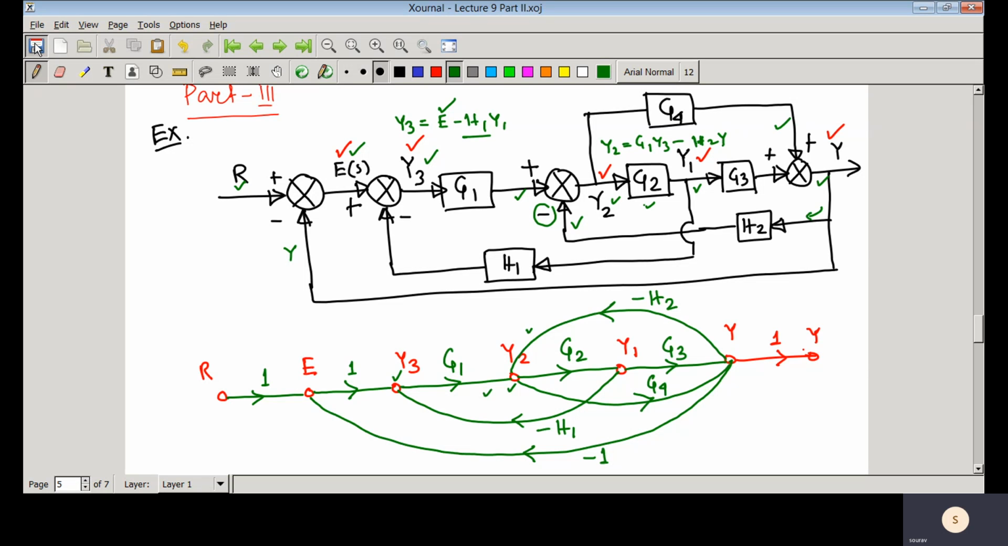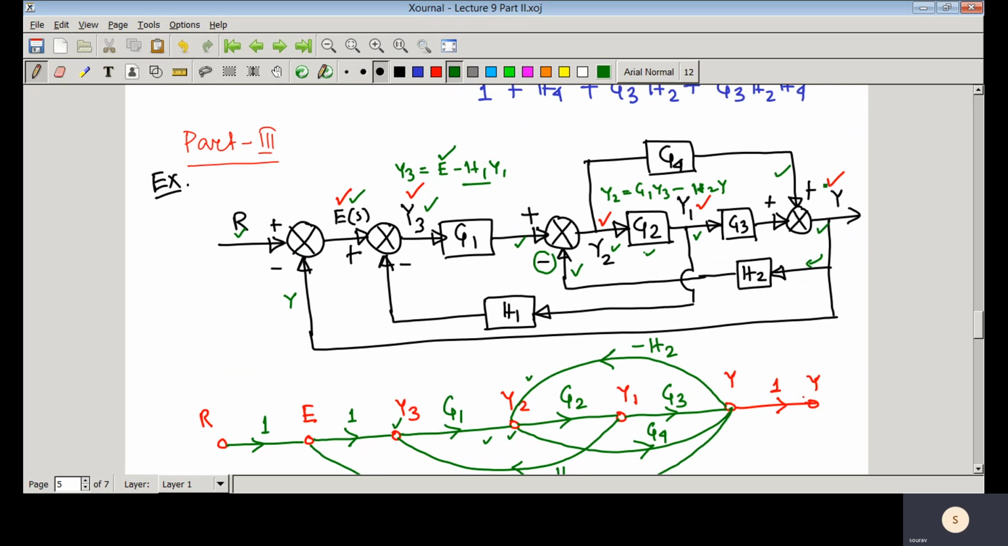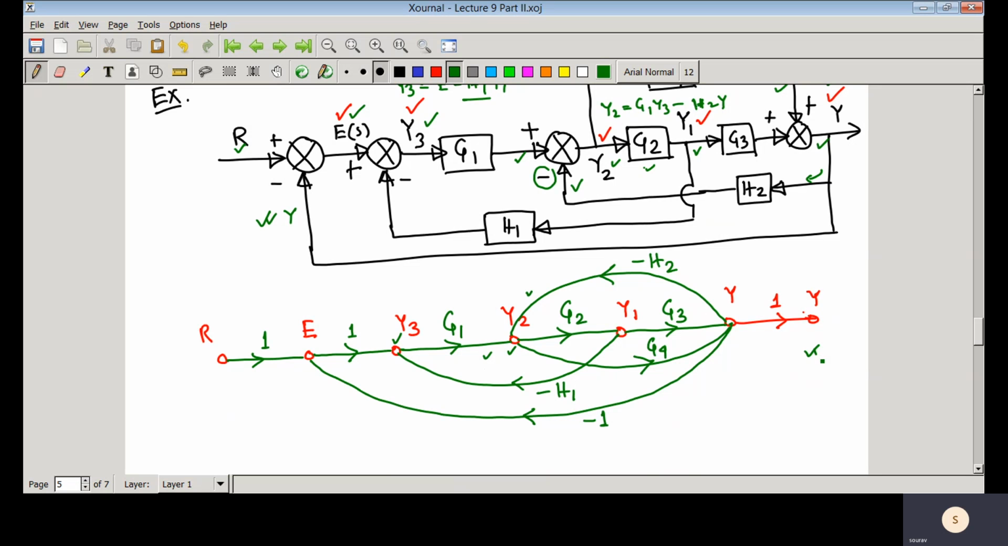So this is that equivalent signal flow graph of this block diagram. That means if a dynamical closed loop control system is represented by a block diagram, from there you can easily find its signal flow graph. So this is also one framework by which you can represent a dynamical system, the signal flow graph.